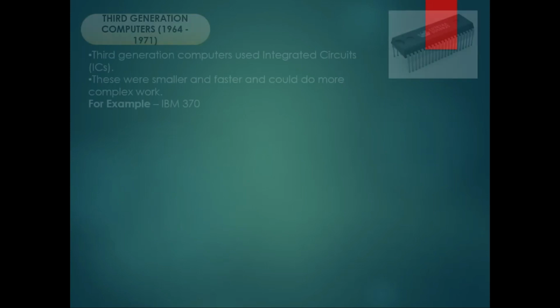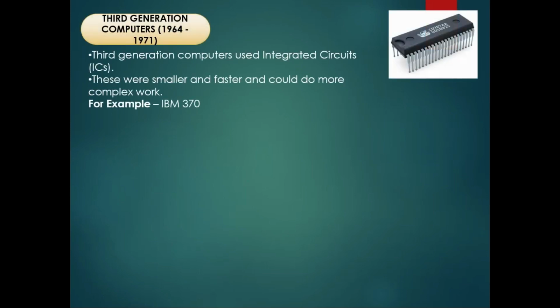Third generation computers. This generation comes under 1964 to 1971. In this generation, in the place of transistor, integrated circuit has taken place. And because of this integrated circuit, the computer become smaller and faster and could do more complex work. One of the example of third generation computer is IBM 370.